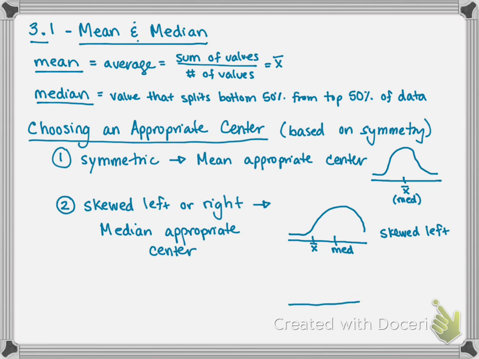Let's try this with a picture that's skewed to the right as well, just so that we're clear on what's happening. Oops, that's not a straight line. Let's try again. Okay, we want to make sure this data looks like it's skewed to the right, so that means that there's more data on the left than there is on the right-hand side. So this is skewed right.